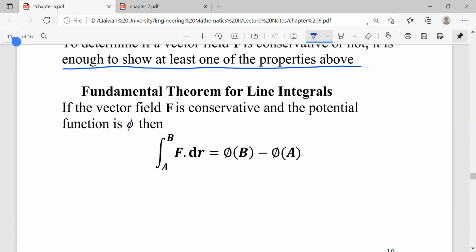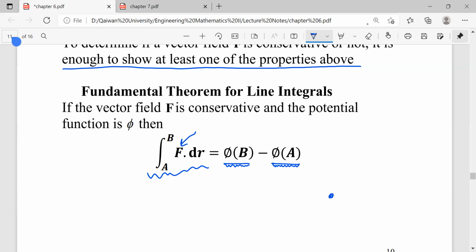We now have the fundamental theorem for line integrals. The line integral of a conservative vector field F equals phi of B minus phi of A. That means the result only depends on the potential function. We just find the potential function, then find its value at the destination point minus its value at the initial point.